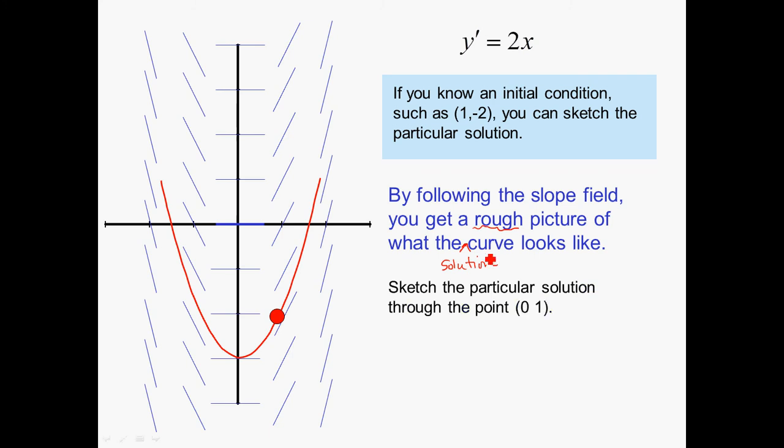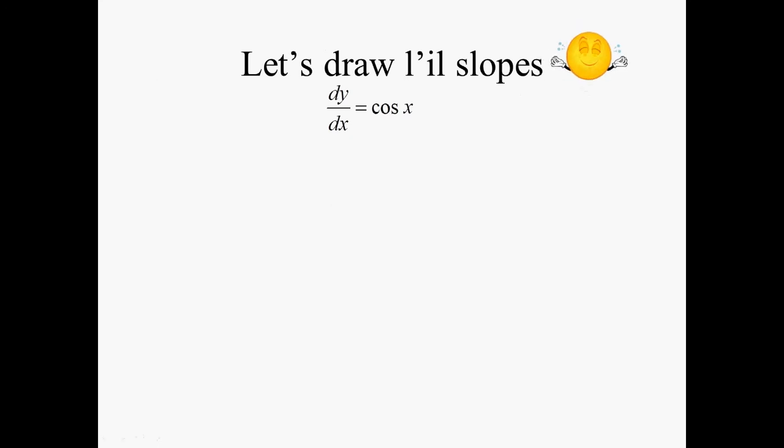So what if I asked you to sketch the particular solution through the point 0, 1? Mark it. Slide. Alright, now you do this one. So we're going to draw cute little slopes. Given the differential equation cosine x, you know what the solution is.